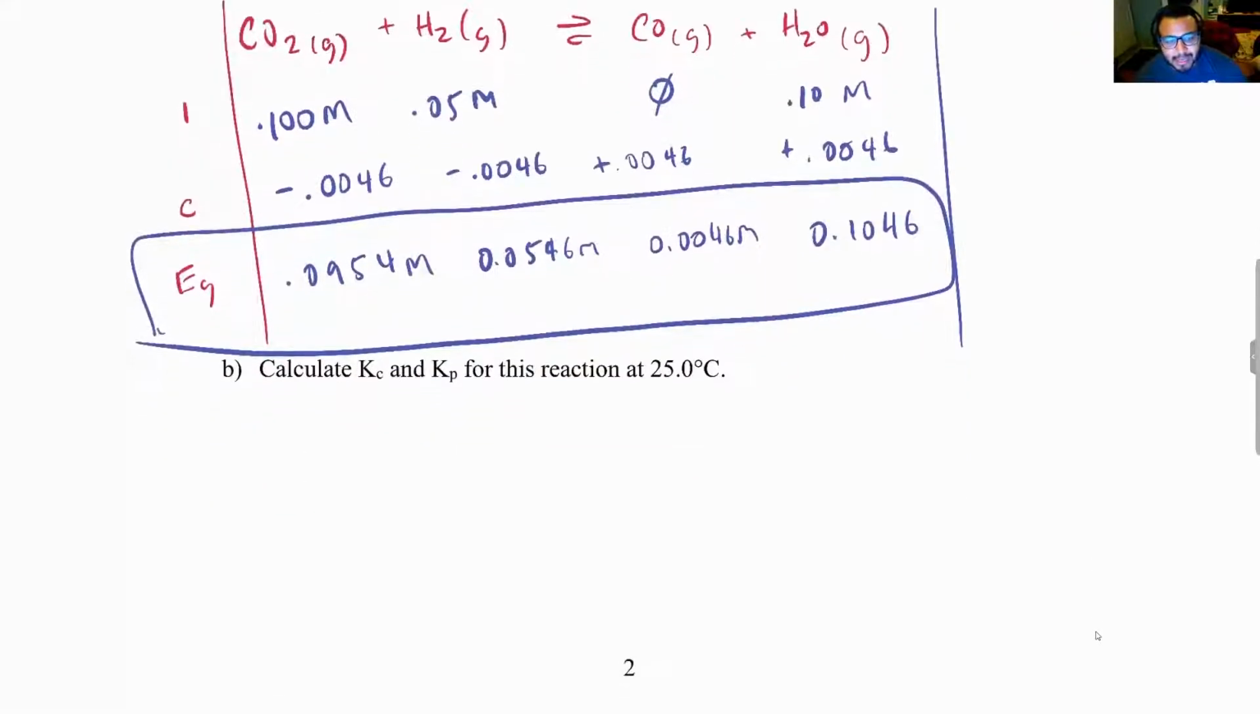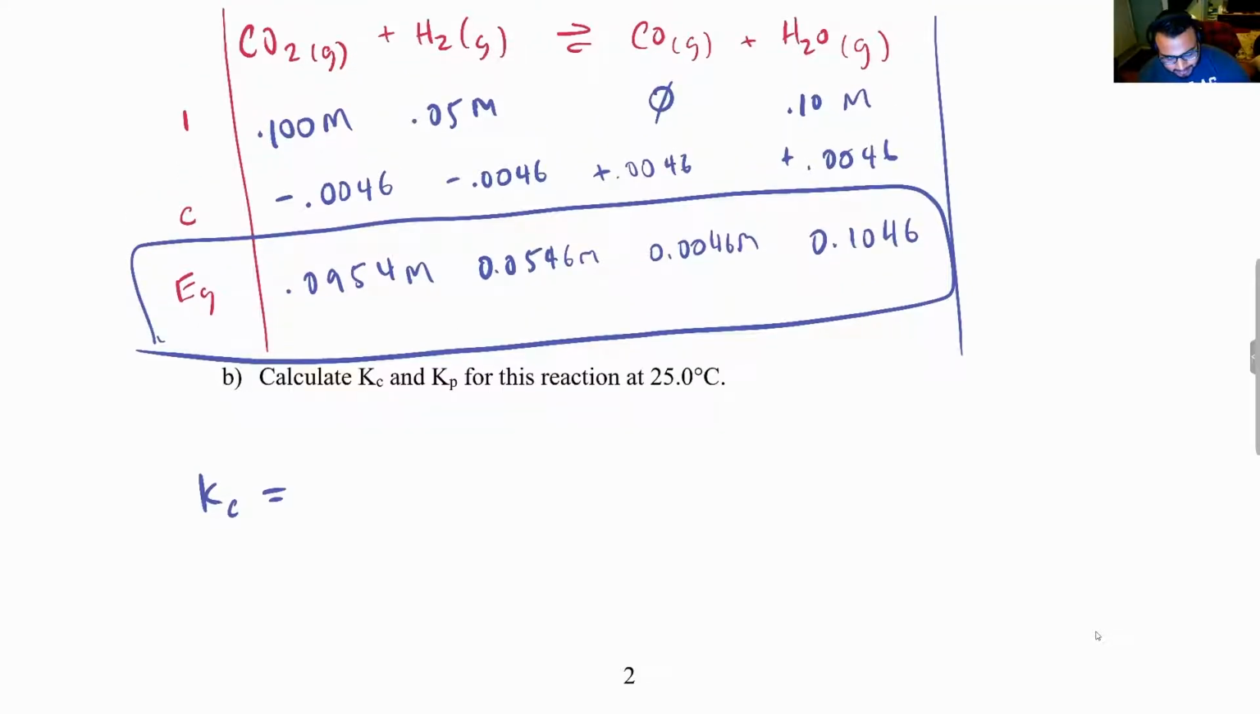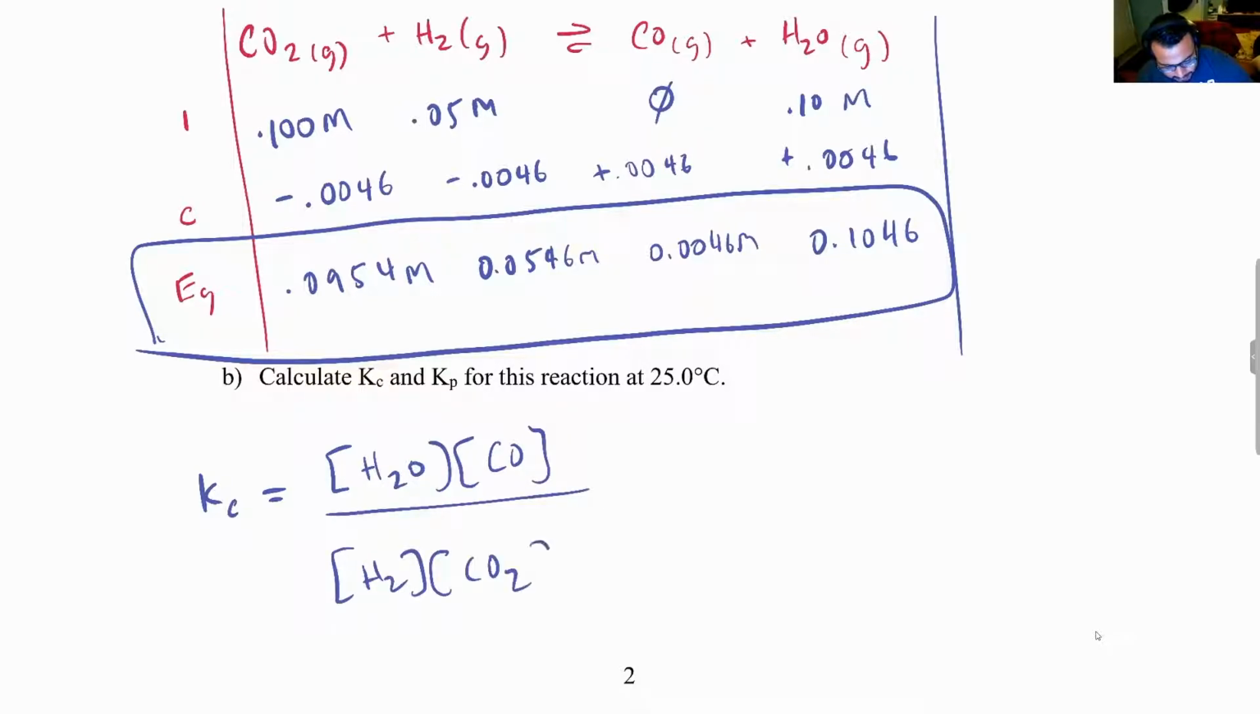So now we need to calculate Kp and Kc for this reaction. So let's do that. Let's do Kc first. We know that Kc, you should be perfectly comfortable with this now. This idea is that the Kc is the products over the reactants raised to their coefficients. So H2O, CO, H2, and CO2. And all we got to do is plug in the equilibrium concentrations to solve for that. So we need to plug in the values of the last row of the ICE table.